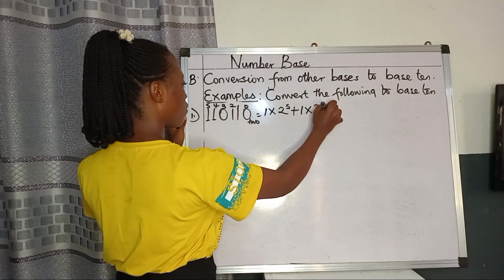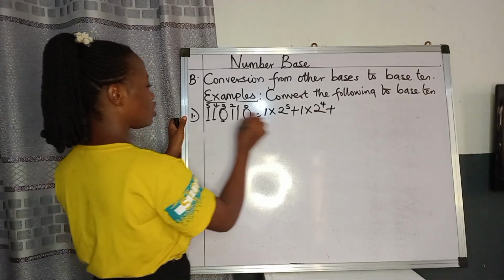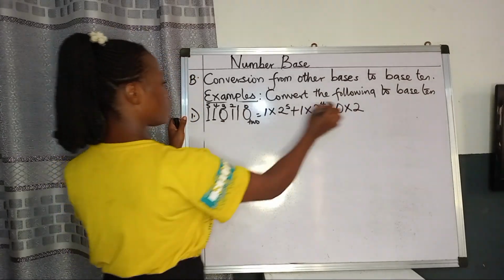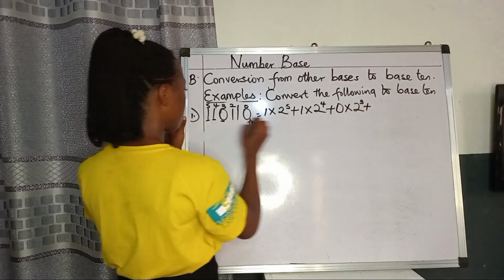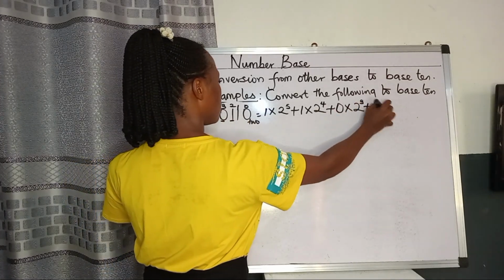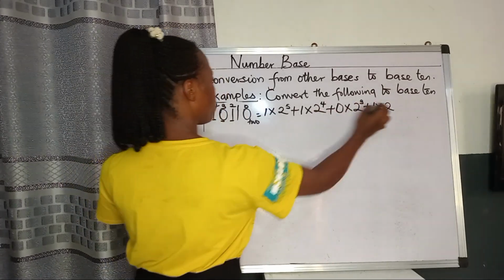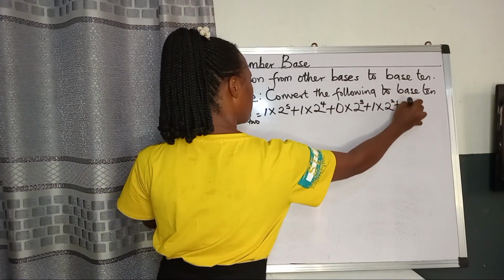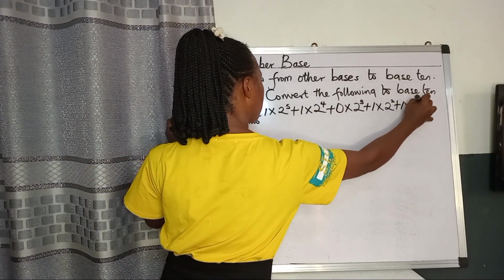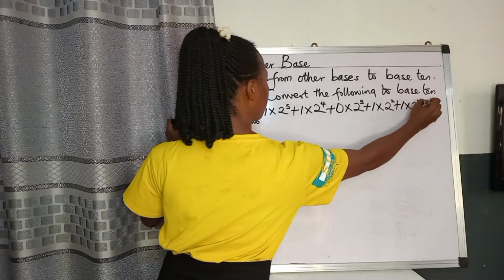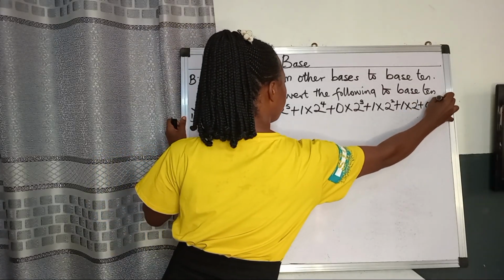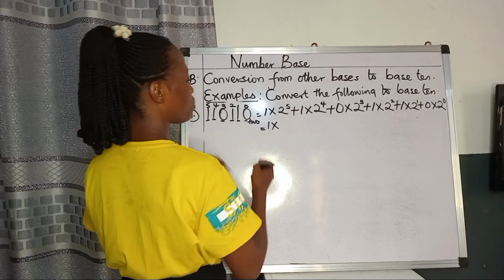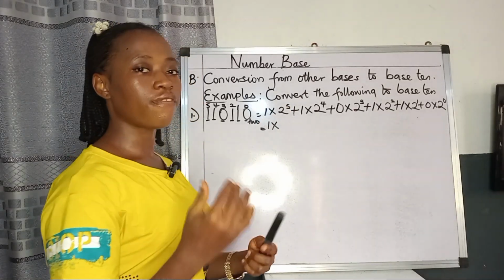power, which is power 4, plus the next digit, which is 0, times the base raised to power 3, plus the next digit, which is 1, times the base raised to power 2, plus the next digit, which is 1, times the base raised to power 1, plus the next digit, which is 0, times the base raised to power 0.